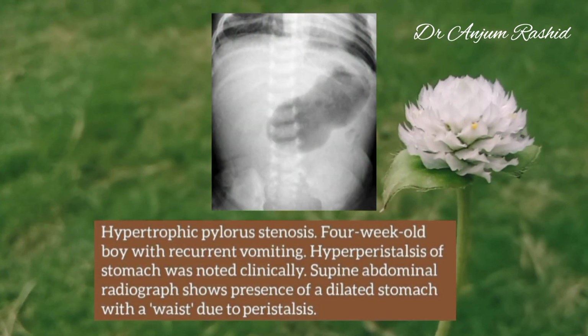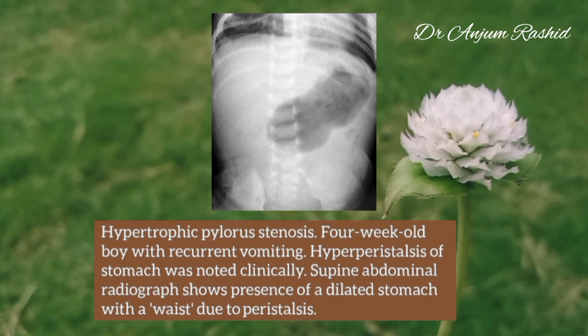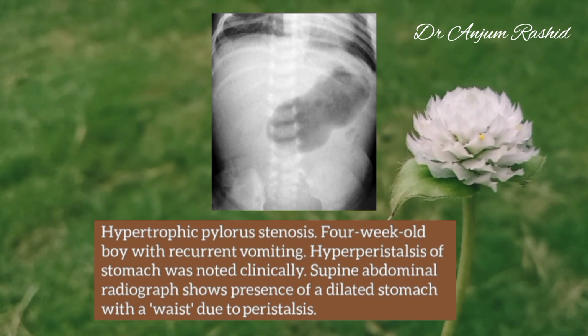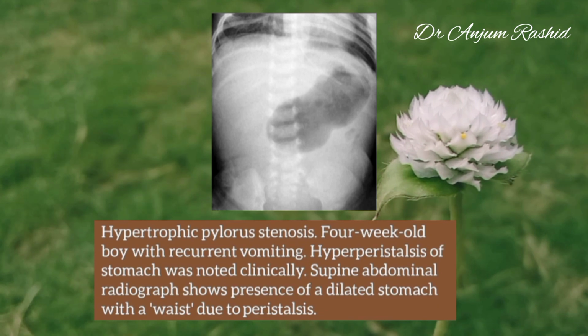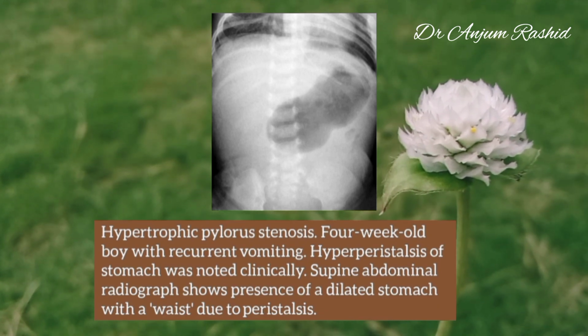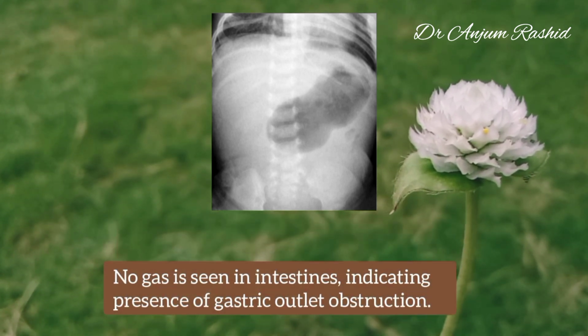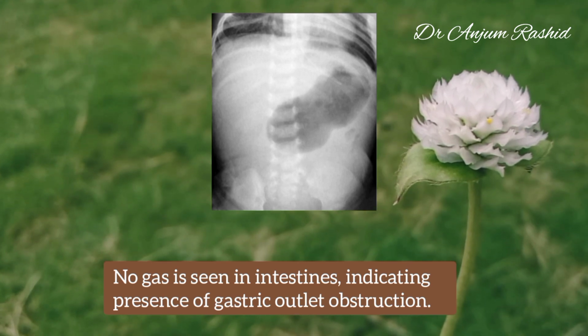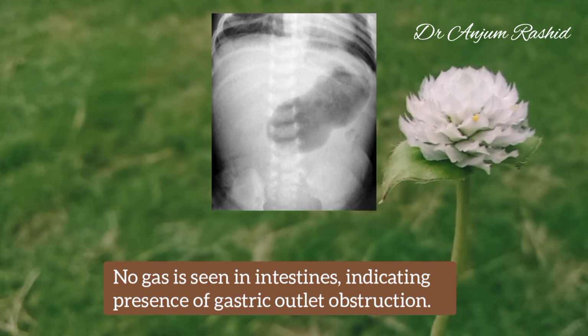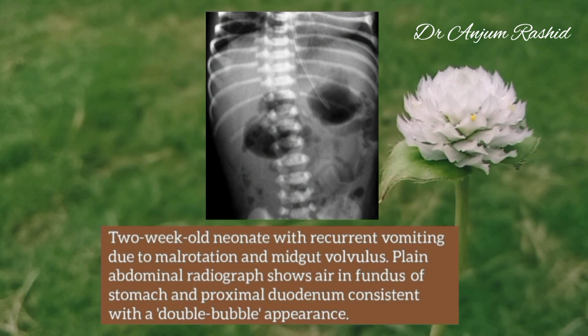Now, this is hypertrophic pyloric stenosis. 4-week-old boy with recurrent vomiting. Hyperperistalsis of the stomach was noted clinically. Supine abdominal X-ray shows presence of a dilated stomach with a waist. Now, no gas is seen in the intestine, indicating presence of gastric outlet obstruction.